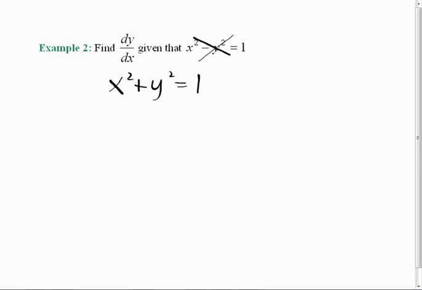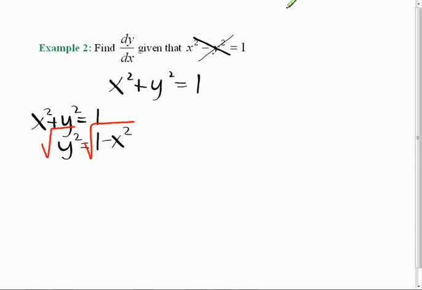Okay, can we solve for y in terms of x here? Yeah. So let's first do it that way, which is what I would call the hard way to do it. So x squared plus y squared equals 1. What's y squared equal to? 1 minus x squared. And then what do you do to both sides? Square root it, right?